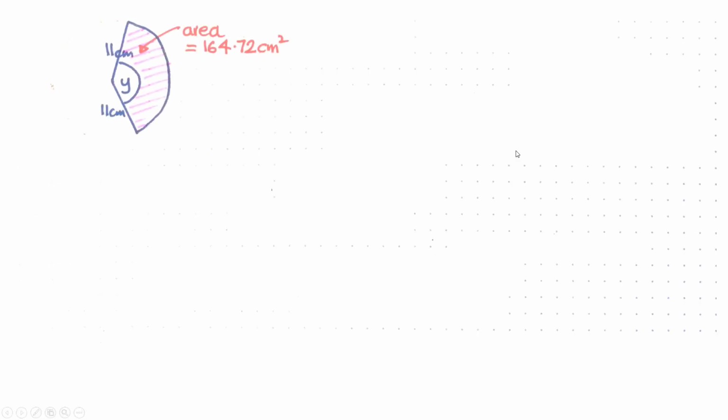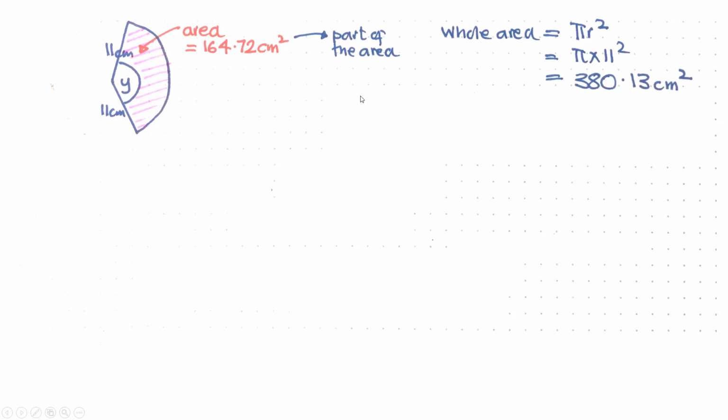So let's imagine we had this question. Well, this time we've been given what the area is. We don't know what the angle is. We don't know what the arc length is. We're going to calculate those, but we have been given the area. So once again, the question we must always ask ourselves is, what fraction of the circle have I been given? Now, they've given us the area, and that means we need to compare it with the whole area. So the whole area would be pi r squared. Pi times 11 squared is 380.